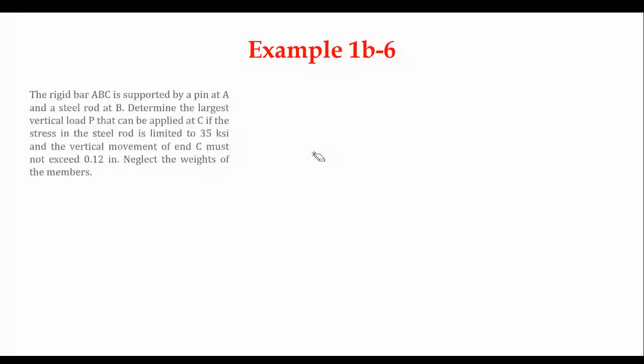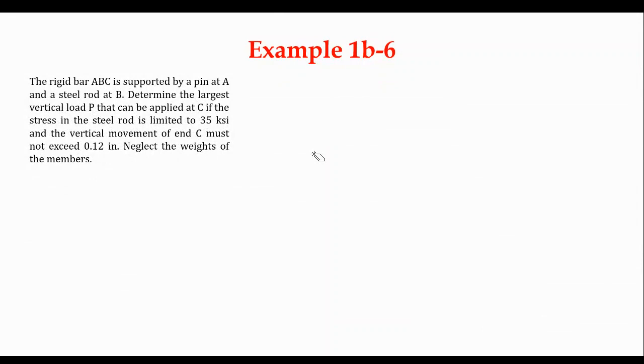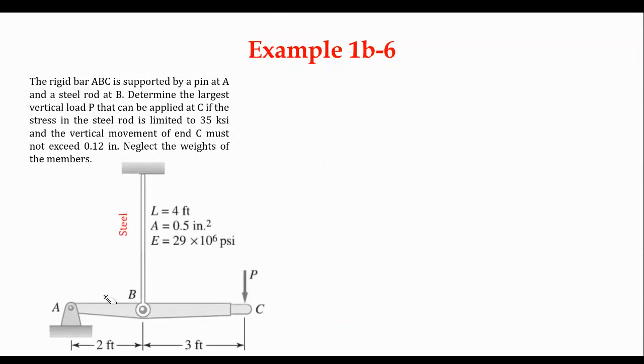So here is your other example. The rigid bar ABC, this is still rigid, not allowed to deform but it just swings, is supported by a pin at A and a steel rod at B. Determine the largest vertical load P that can be applied at C if the stress in the steel rod is limited to 35 KSI and the vertical movement of C must not exceed 0.12 inches. Neglect the weights of the members.